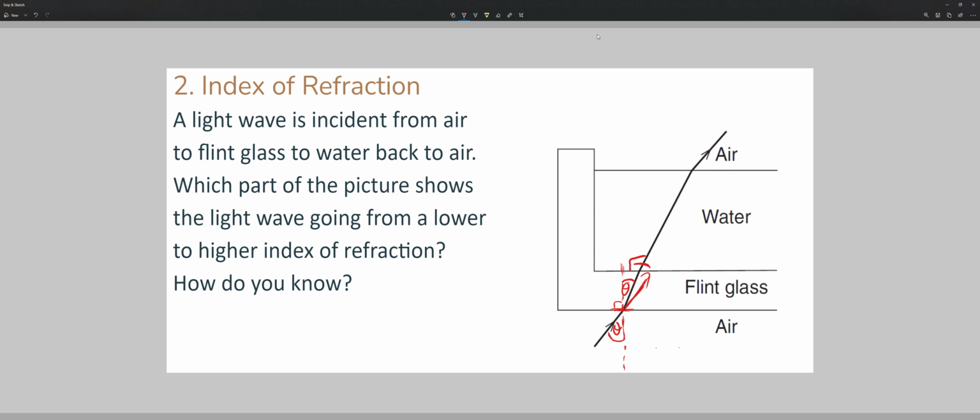So this means you're slowing down. And this means that you're going from a low refractive index to a higher refractive index. So n here is 1, and that's how we know. So from air to flint glass, we're going from lower to higher. Another way to tell is, on your reference table, it tells you air has an index of 1, flint glass has an index of 1.66. Right? So you can always just look at your reference table and figure out the answer.